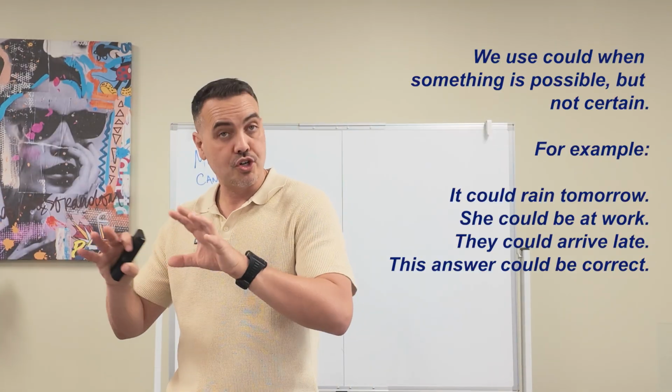So now let's look at possibility. And we can use can to talk about general possibility. For example, English can be difficult, okay? This road can be busy in the morning. Good grammar can help you speak more clearly, okay?